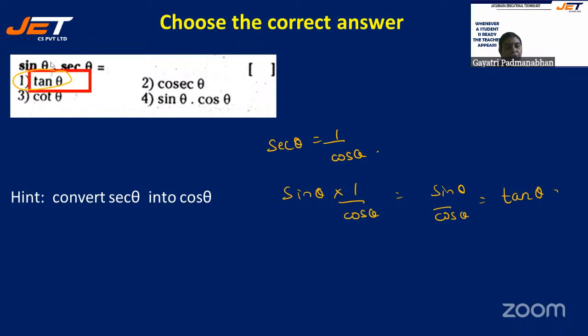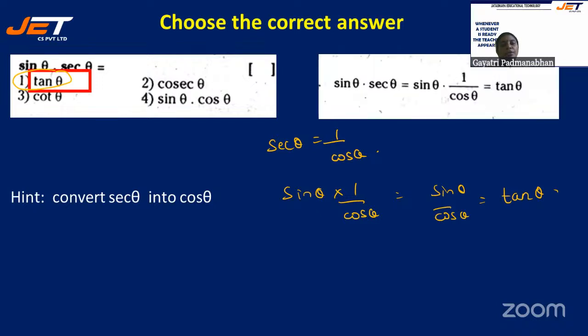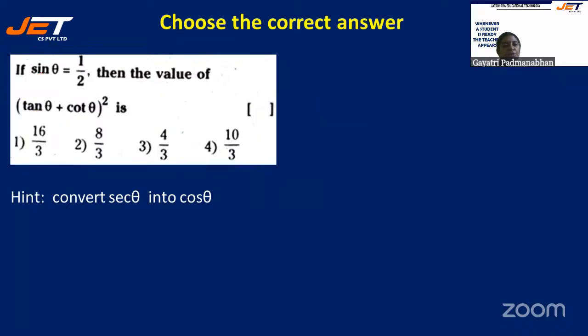All right, let's check this. Okay, students. So beautiful. Completed the sum. See the next question. If sine theta is equal to half, then the value of tan theta plus cot theta, the whole square is dash.